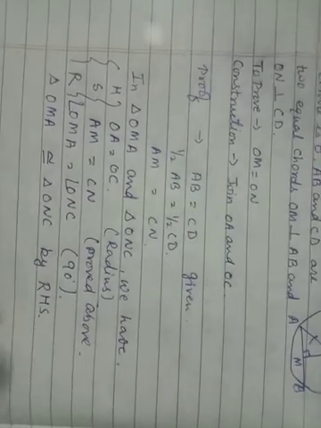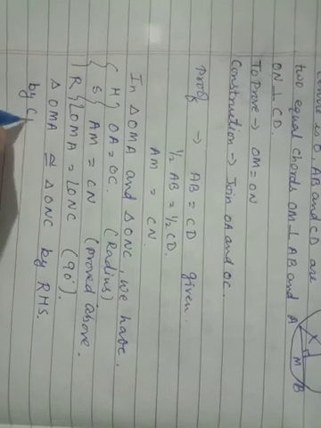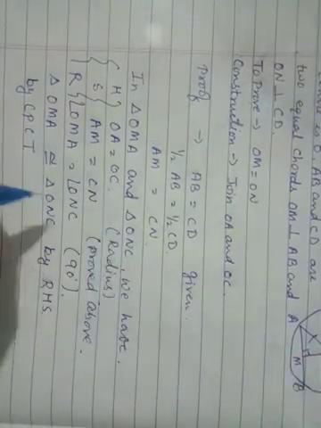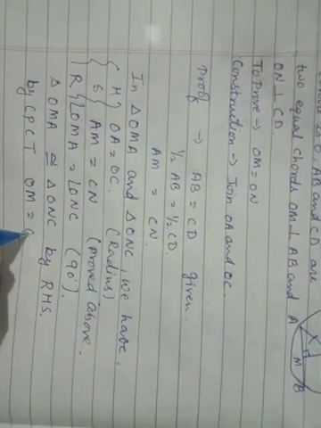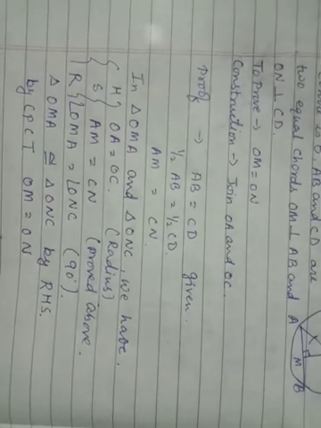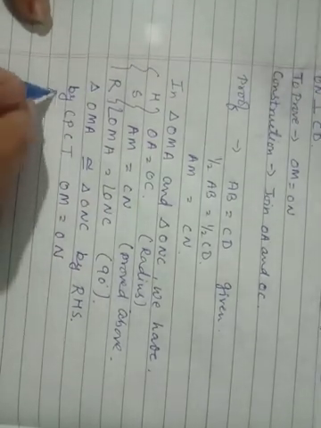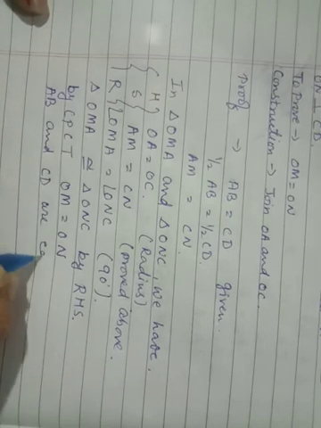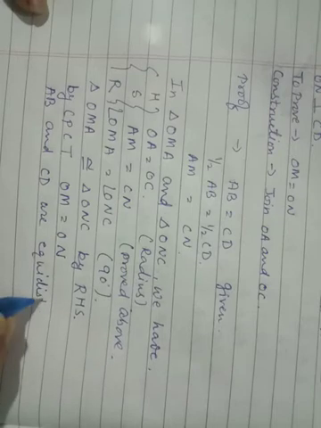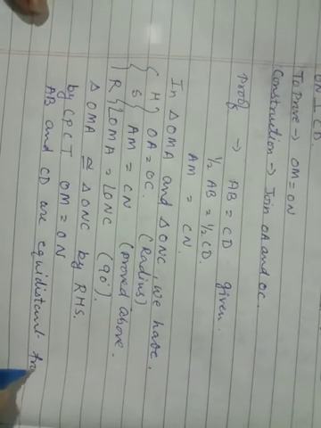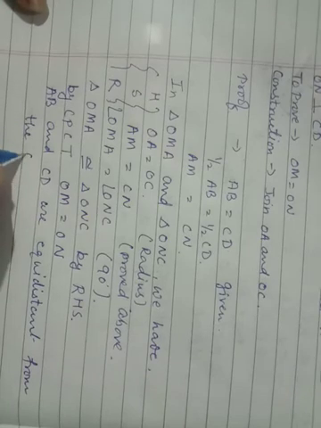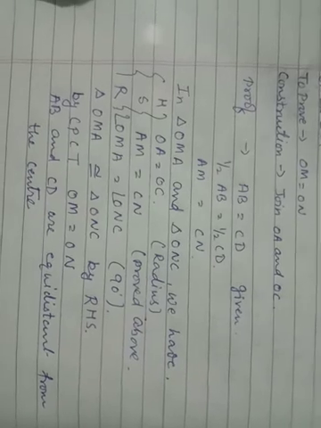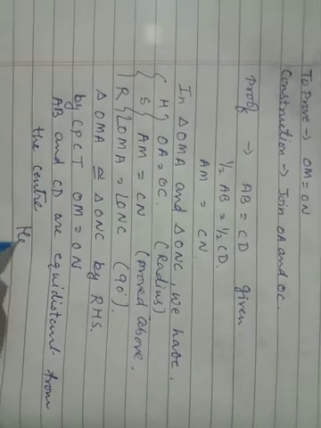So by CPCT, OM is equal to ON. So we can say that AB and CD are equidistant from the center. Hence, proved.